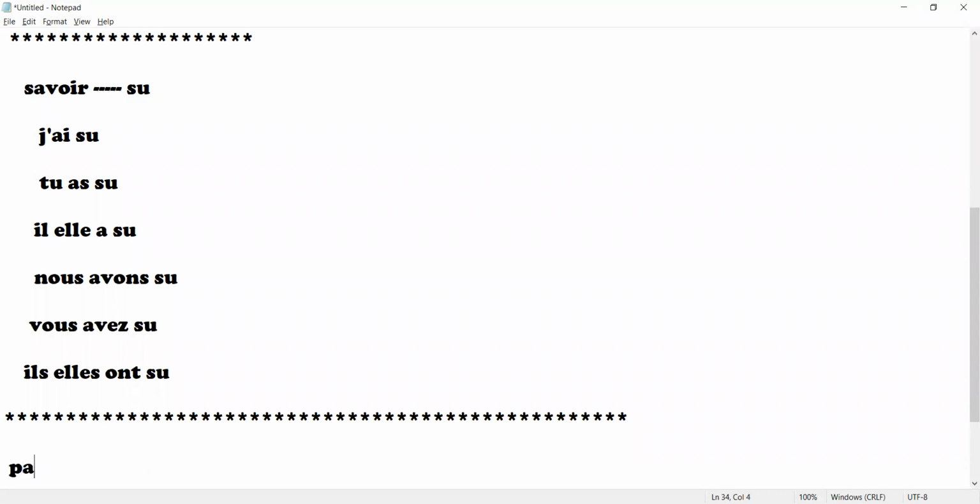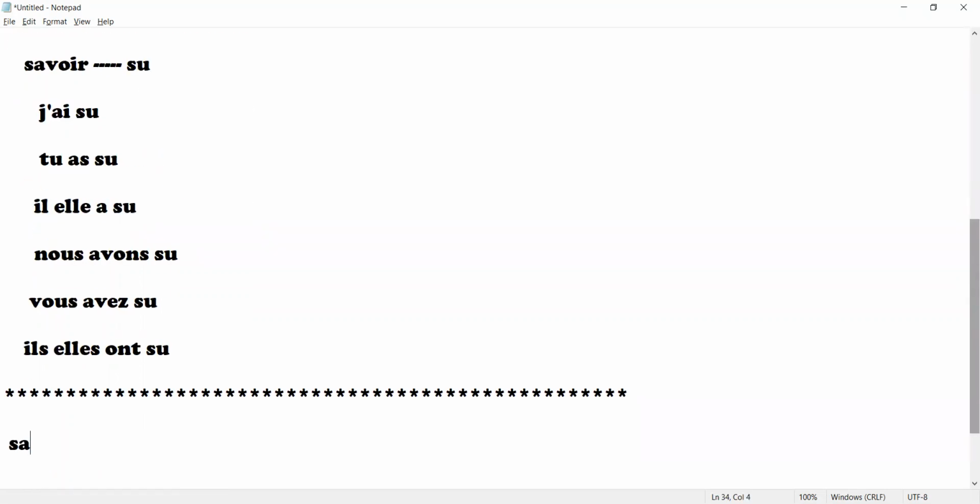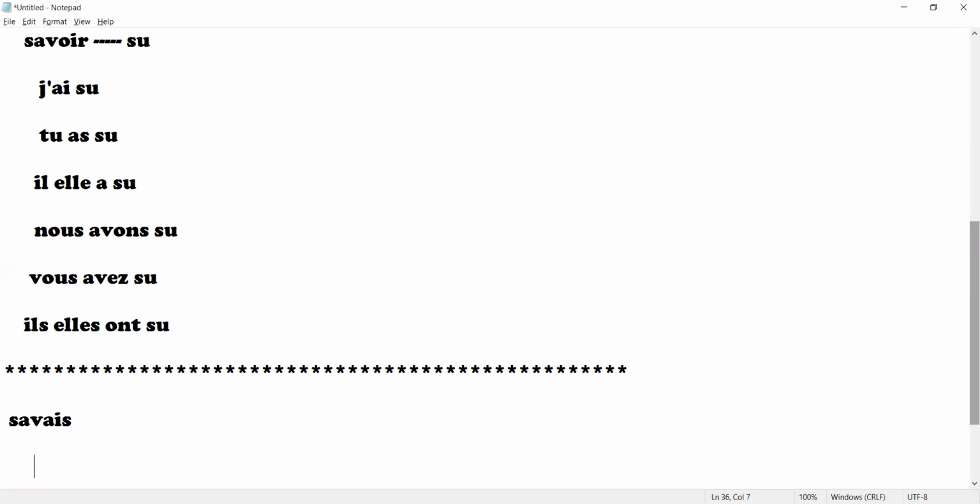Now, what would be l'imparfait? It means the past continuous tense of savoir. What do we have to do with past continuous tense? L'imparfait, as I explained to you, we have to take the nous conjugation of the present tense, right? So the nous conjugation is what? Savons. But we have to eliminate ONS, right? So we are left with SAV.